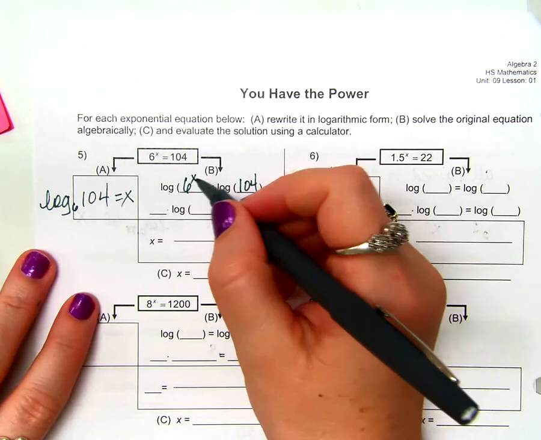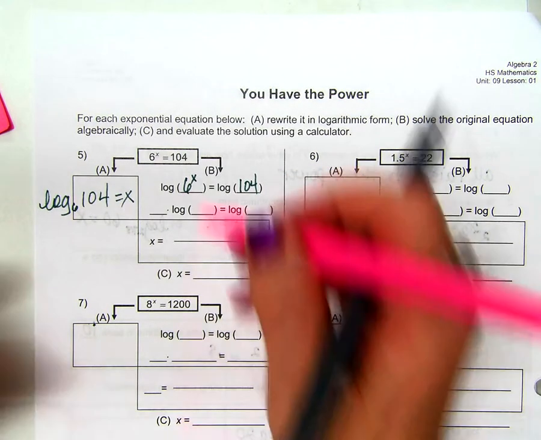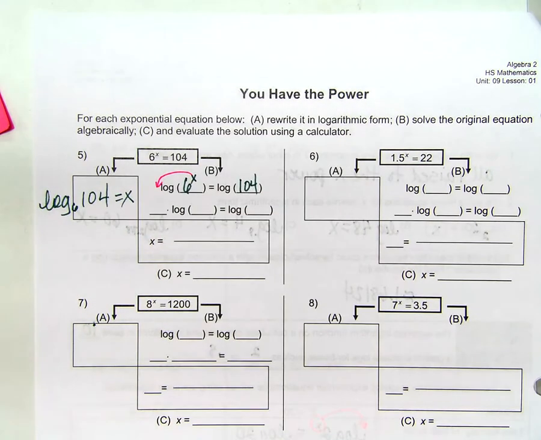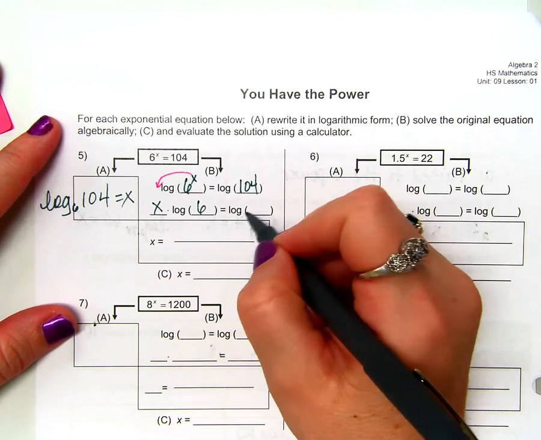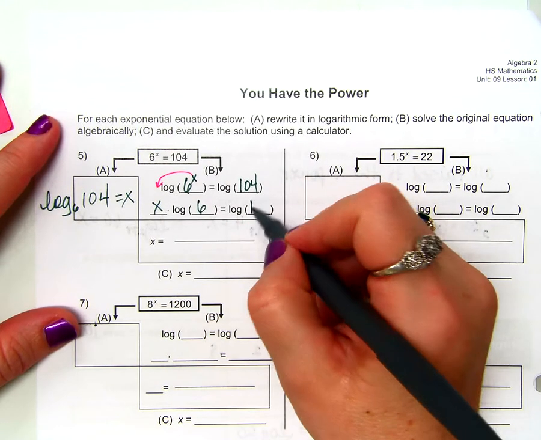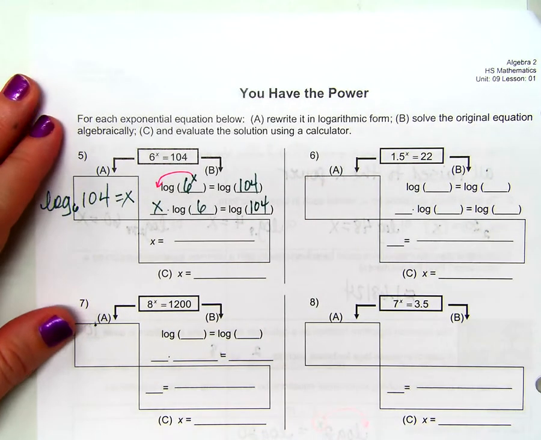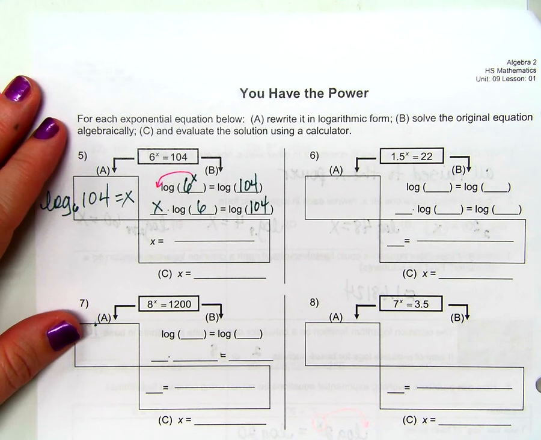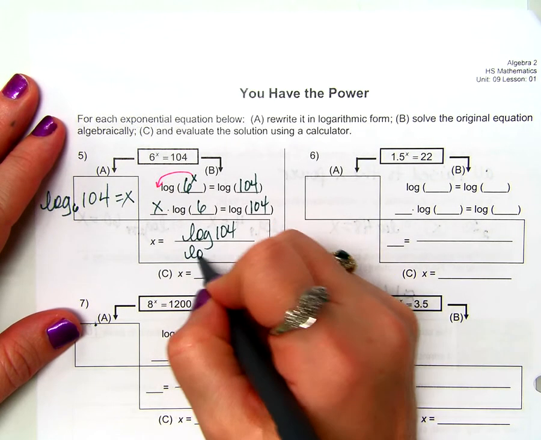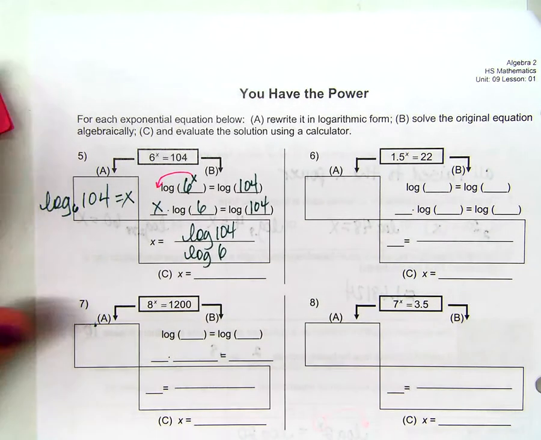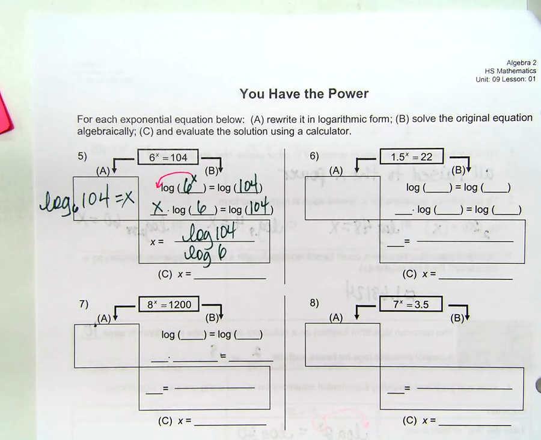Okay? So what happens to that x? Goes in the front on there. So I get x times log of 6 equals log of 104. Then I would say x equals log of 104 divided by log of 6, because I would be dividing both sides by log of 6 to solve for x. And in my calculator I could put log of 104 divided by log of 6.